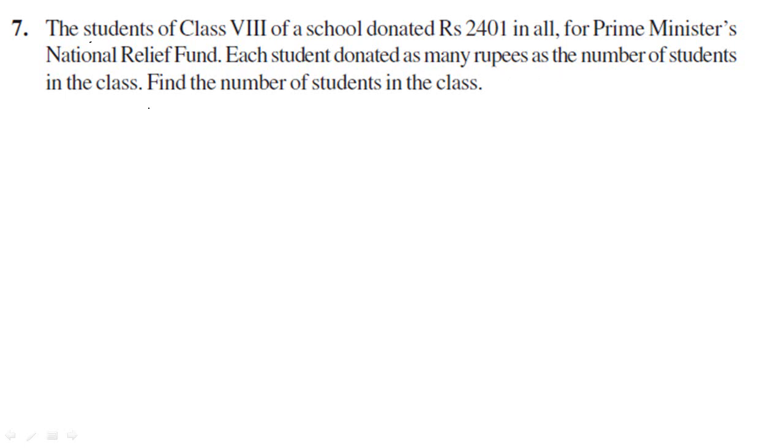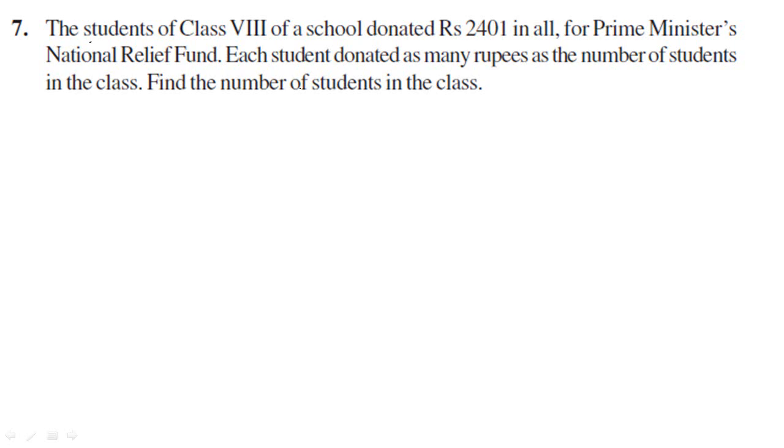What does it mean? I repeat, each student donated as many rupees as the number of students in the class. This means that each child donated as many rupees as there are children in the class. For example, if the class strength is 35, that means every student has donated rupees 35. If the class strength is 40, that means each student has donated rupees 40.